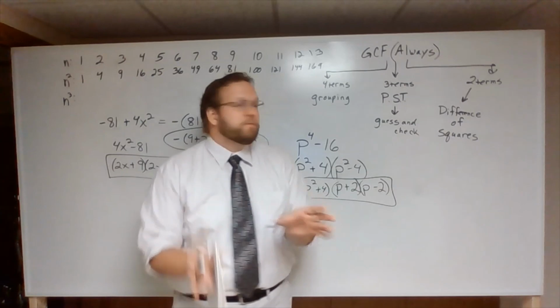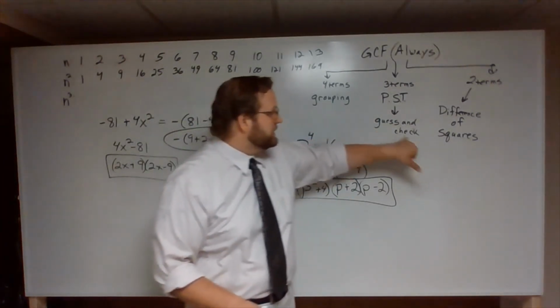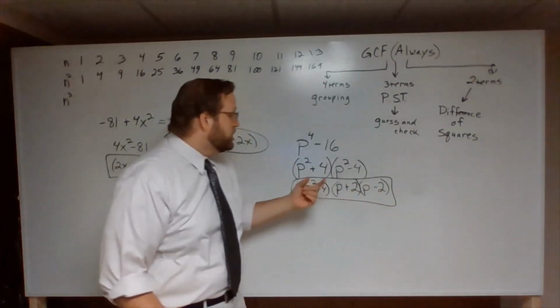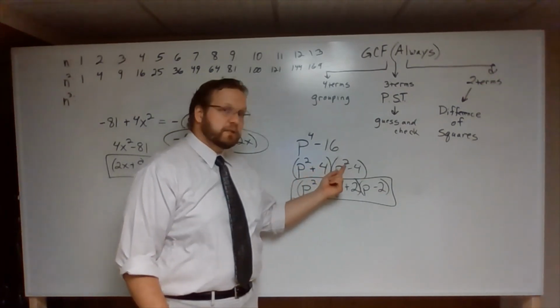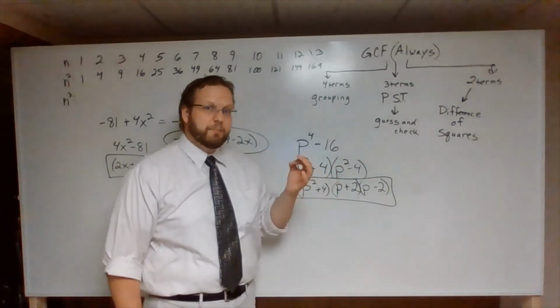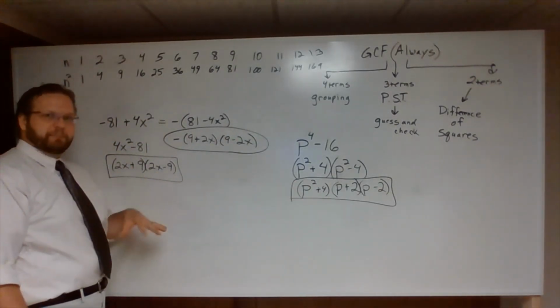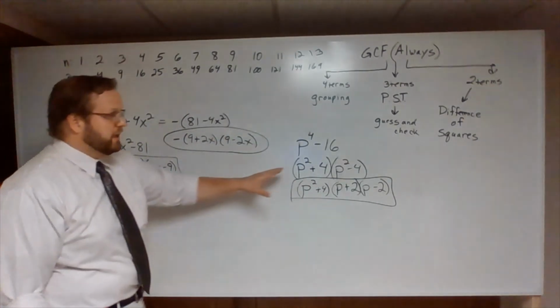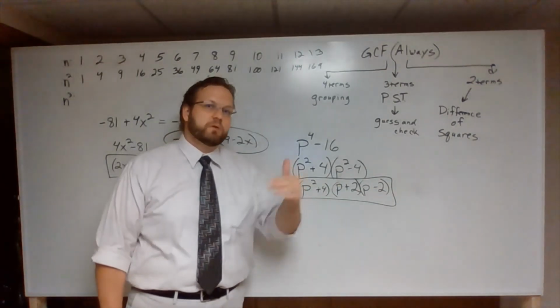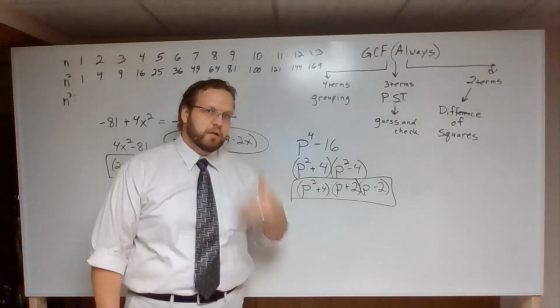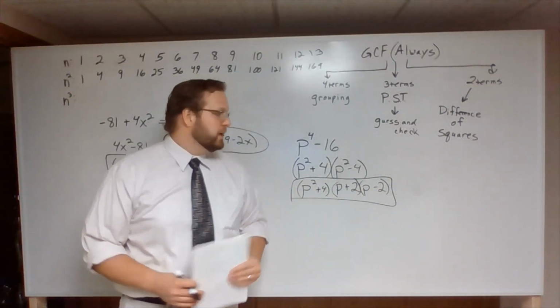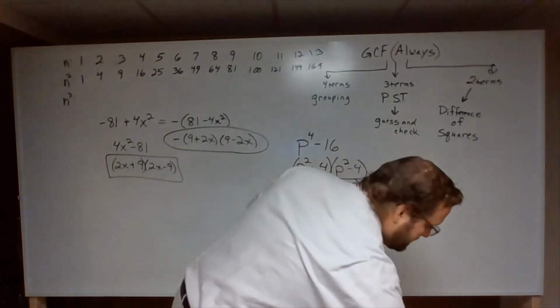Whenever you factor using this, or this, and you still have exponents there, stop and think about difference of squares. If there's no exponents, then you're pretty safe to say I'm done. But if there's still exponents, really stop and think if you can take it that next step down using a difference of squares. Let's do one more like this, and then we'll move on to something a little different.